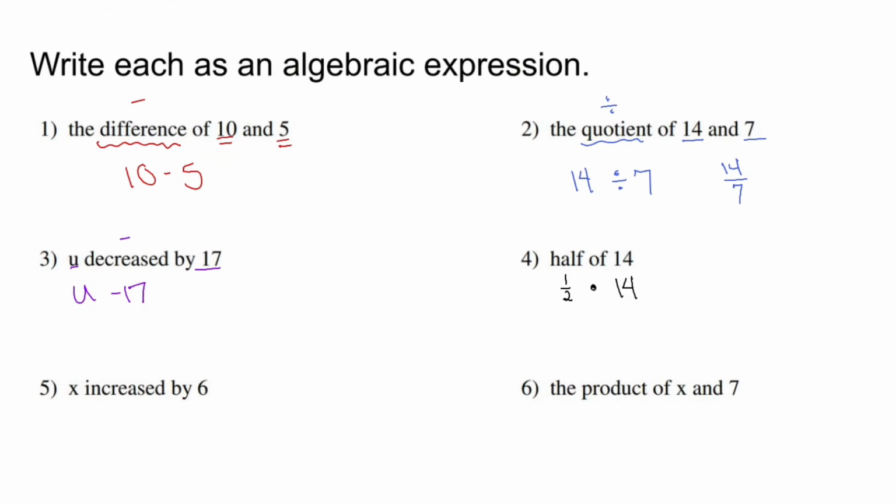X increased by 6 is going to be added to. So X increased by 6 is going to be X plus 6. And last but not least, we've got product. So the product, which means times, of X and 7 is going to be X times 7. So there's a couple algebraic expressions for you. Starting off Algebra 1 stuff nice and easy, baby.